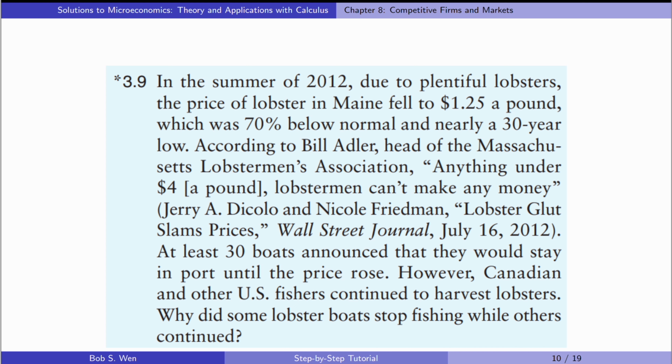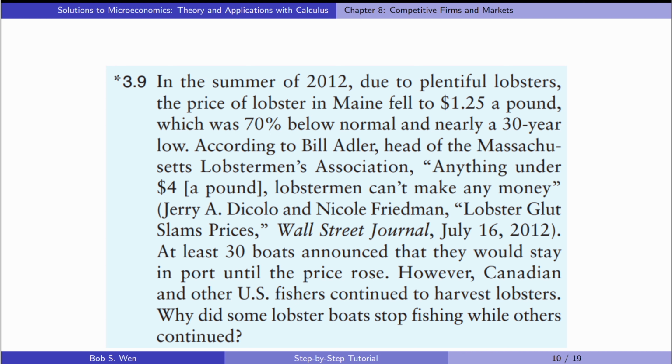Let's solve exercise 3.9. In the summer of 2012, due to plentiful lobsters, the price of lobster in Maine fell to $1.25 a pound, which was 70% below normal and nearly a 30-year low. According to Bill Adler, head of the Massachusetts Lobstermen's Association, anything under $4 a pound, lobstermen can't make any money. At least 30 boats announced that they would stay in port until the price rose.